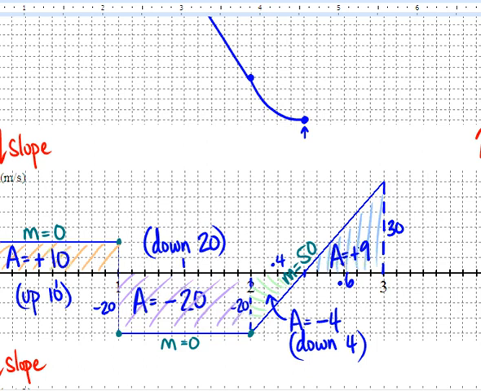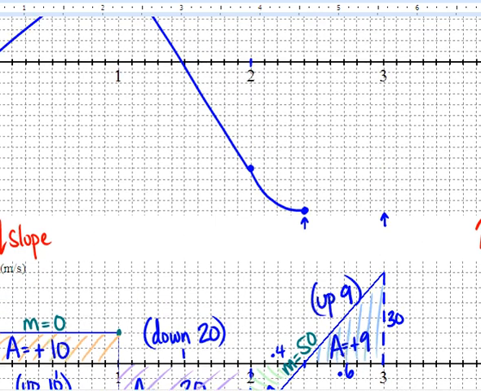So that doesn't mean go to positive 9. That means from wherever we left off last, let's go up 9. And that has to happen by 3 seconds. So right now we're at negative 14, so that's going to take us up to negative 5. Right there. And we have to figure out how to join those 2 points.